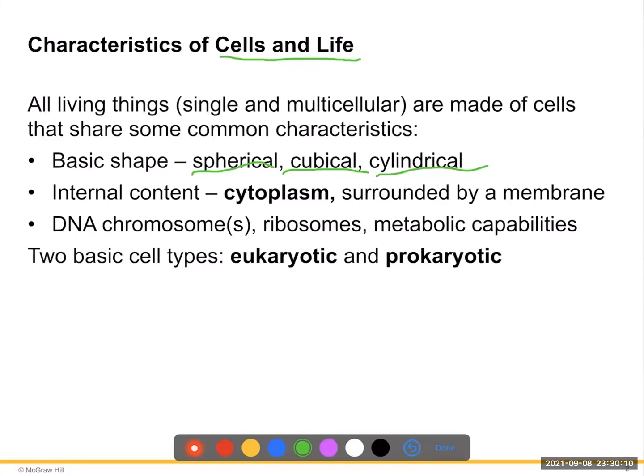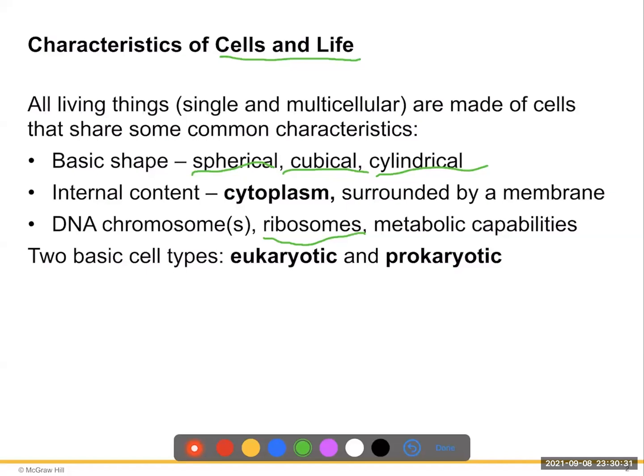DNA chromosomes, or RNA, have some kind of genetic information to transfer from one generation to the next. Ribosomes produce proteins, enzymes for the body, to keep things going. Metabolic capability, you have to be able to metabolize food. You have to be able to make energy.